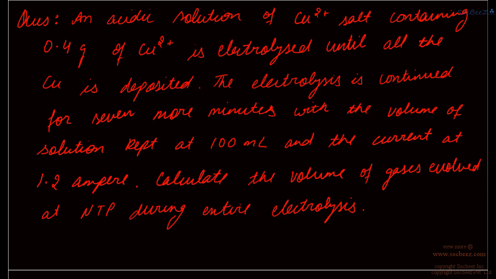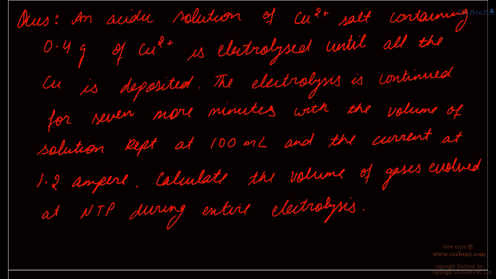Now let's discuss another question. The question says that an acidic solution of copper 2+ salt containing 0.4 gram of Cu2+ is electrolyzed until all the Cu is deposited. The electrolysis is continued for 7 more minutes with the volume of solution kept at 100 milliliter and the current at 1.2 ampere. Calculate the volume of gases evolved at NTP during the entire electrolysis.